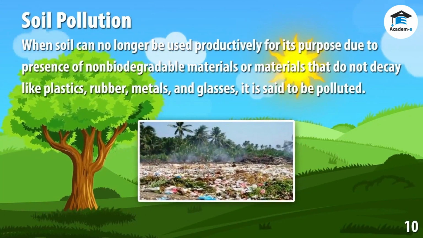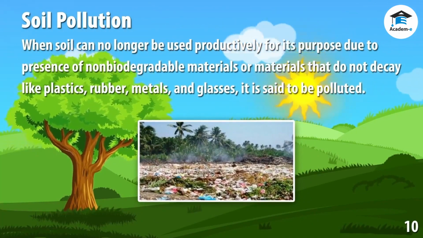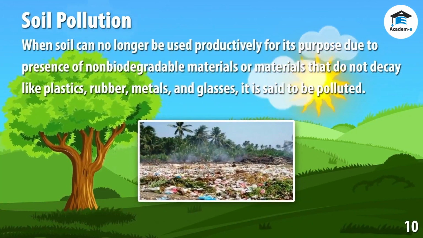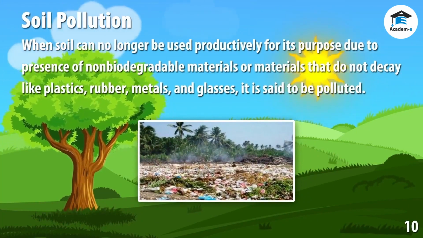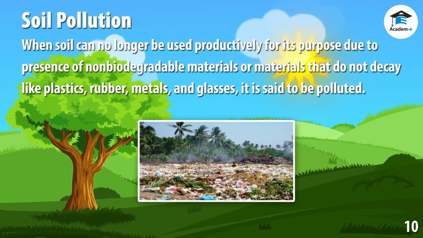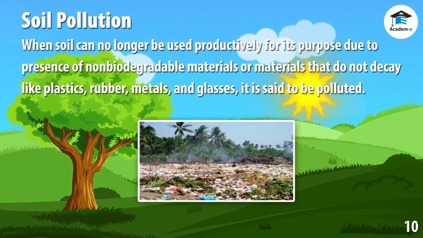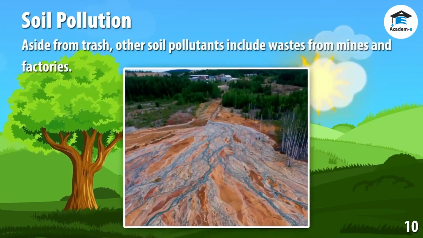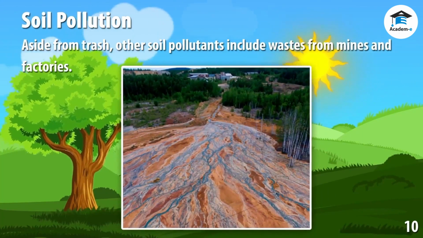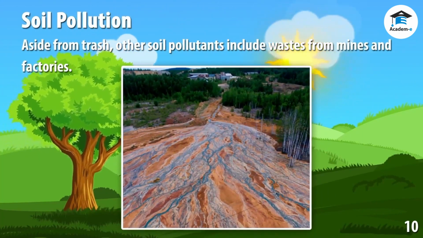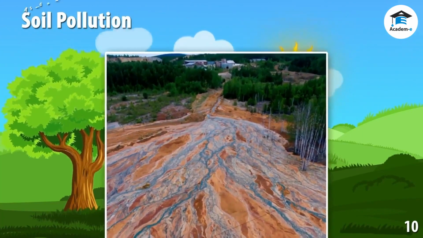When soil can no longer be used productively for its purpose due to presence of non-biodegradable materials, or materials that do not decay like plastics, rubber, metals, and glasses, it is said to be polluted. Aside from trash, other soil pollutants include wastes from mines and factories.